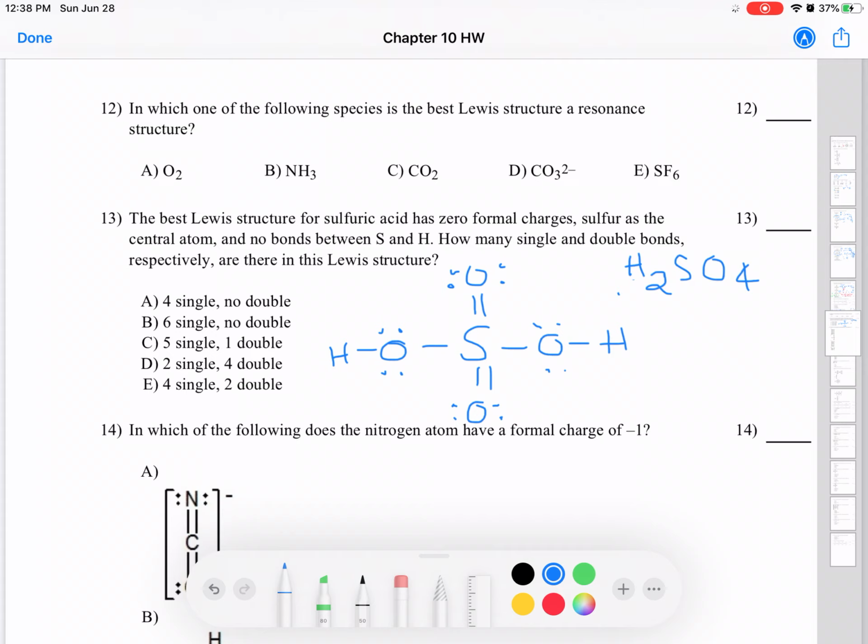Okay. Now for this one, how many single bonds are there? 1, 2, 3, 4 single bonds. How many double bonds? There are 2 double bonds. So 4 single and 2 double bonds are going to be your answer.